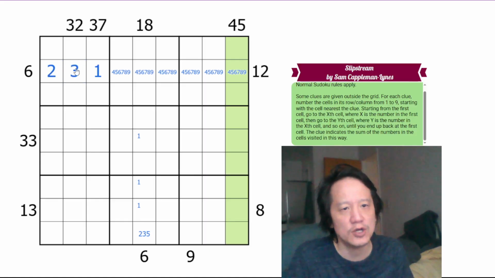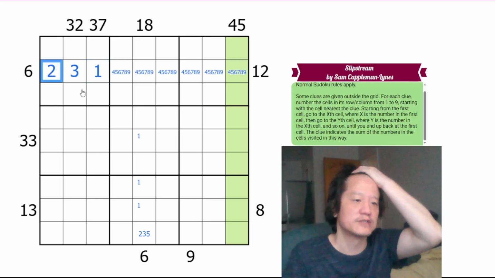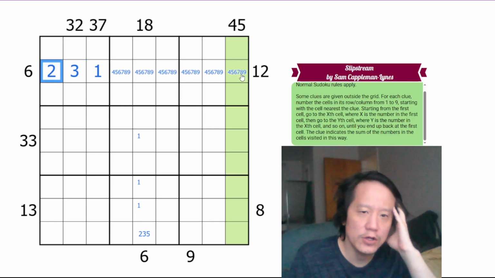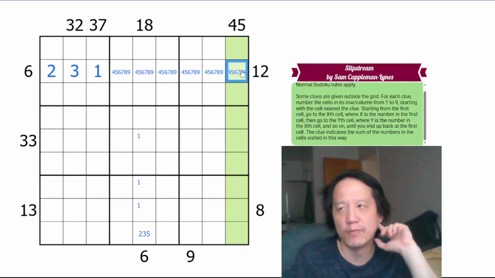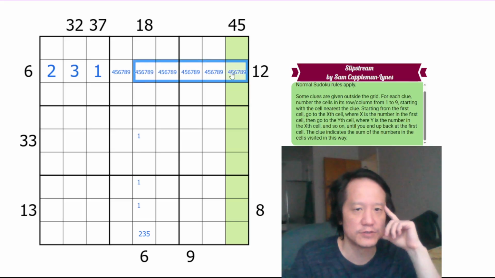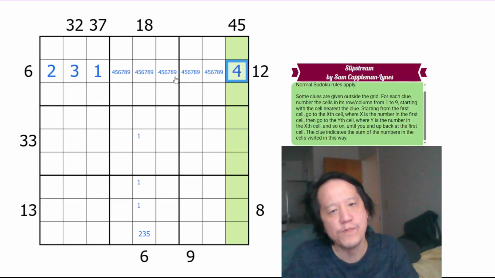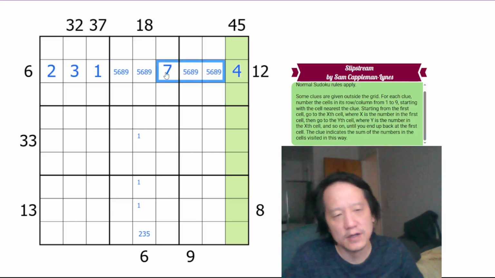So the 2 jumps to the second cell, which means that's a 3, which comes to the third cell, which means that's a 1, which jumps back to the first cell. So this is the 7th cell, so it must get to the 7th cell from another digit, and that must be the 4th digit. 1, 4, and 7 add up to 12. 1, 5, and 7 does not, though. So this must be then 4. So the 4th digit this way must be 7. So 4 and 7 cannot be in the rest of the row.